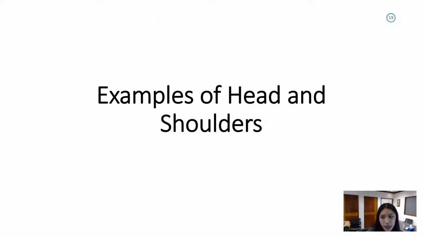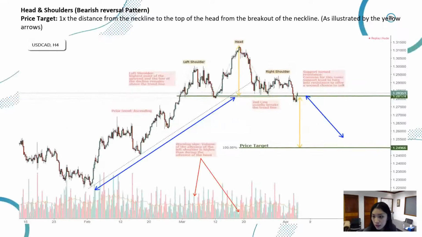Let's look at the examples of head and shoulders. Okay, now we can see that this is the left shoulder over here, and this is the head, and this is the right shoulder, right? For the left shoulder, the highest point of the uptrend and the low of the declines remain above the trend line. You can see there's a trend line over here, right? And they are remaining above here.